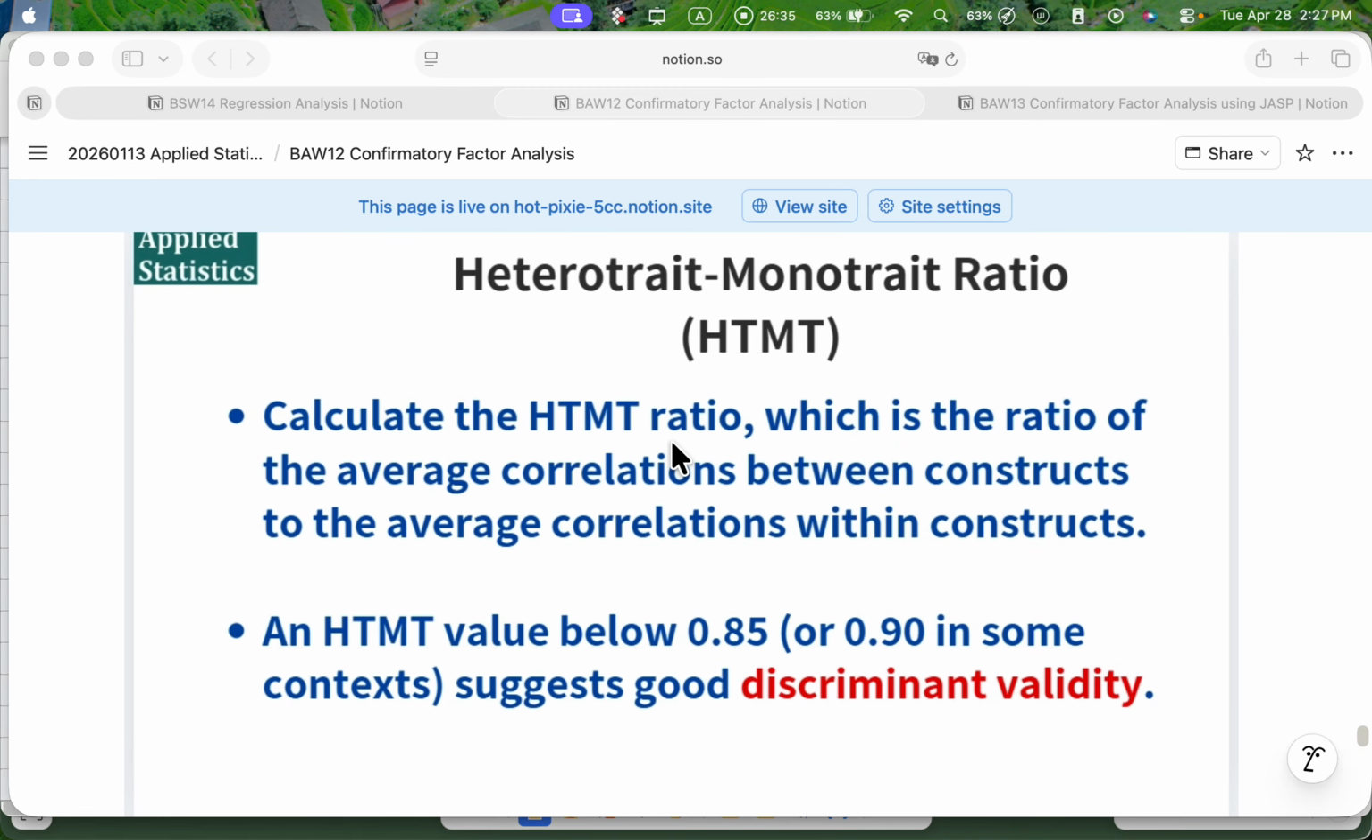What value are we looking for? We expect the HTMT value to be below 0.85. It suggests good discriminant validity. So we have two approaches to assess discriminant validity: the first is the Fornell-Larcker criterion, and the second is HTMT. If you like, you can report these two assessments in your document.